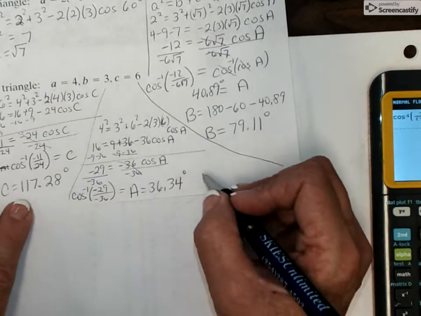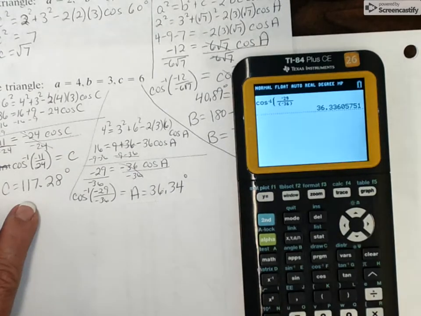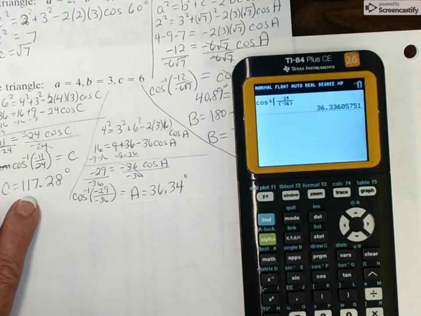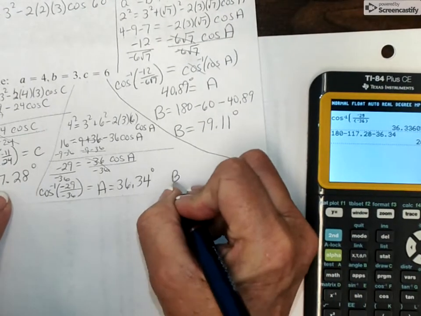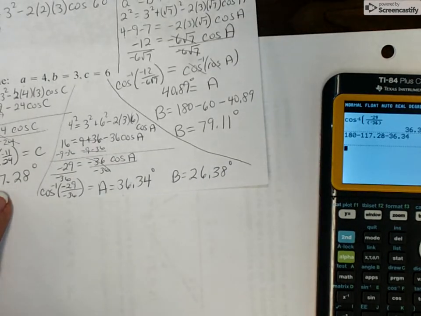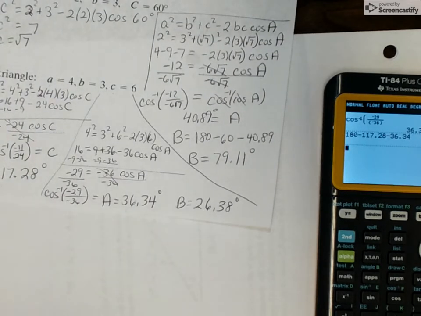To get angle B, I subtract A and C from 180. So 180 minus 117.28 minus 36.34. And we get angle B is 26.38. So B equals 26.38 degrees. And we've now solved this triangle. So again, when you're solving a triangle, you're trying to get all three angles and all three sides. So let's turn over and look at the last example.